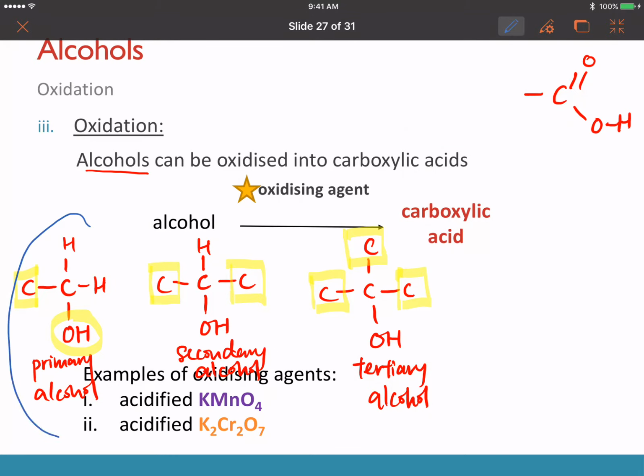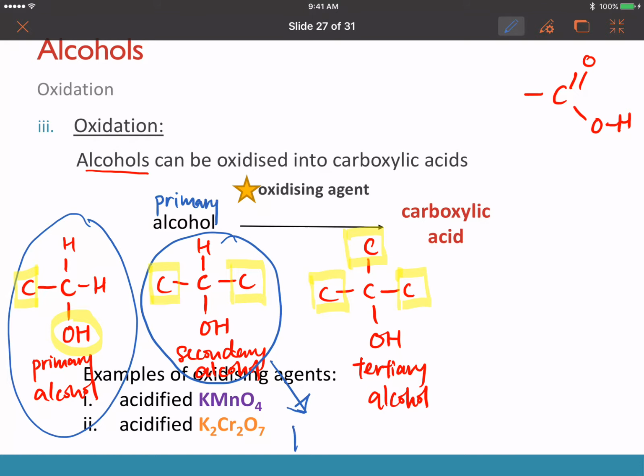Yes, it is the primary alcohol. So, can you just note in your note that primary alcohol, when we oxidize it, can give us a carboxylic acid. Okay, if we oxidize a secondary alcohol, we will get a ketone.